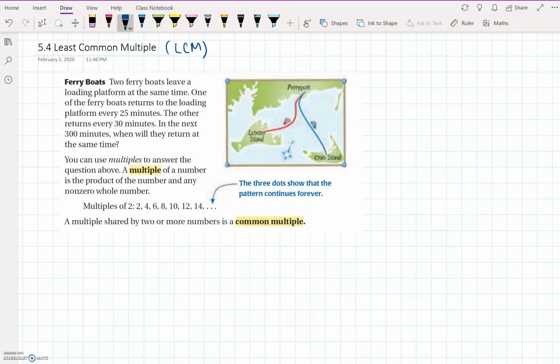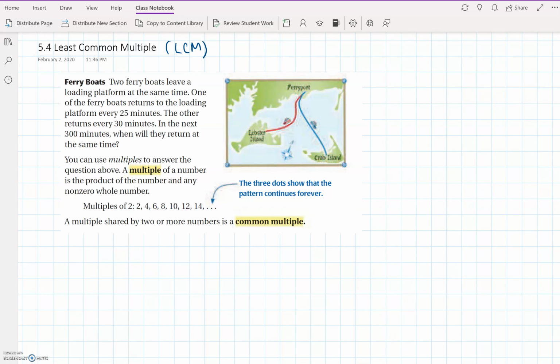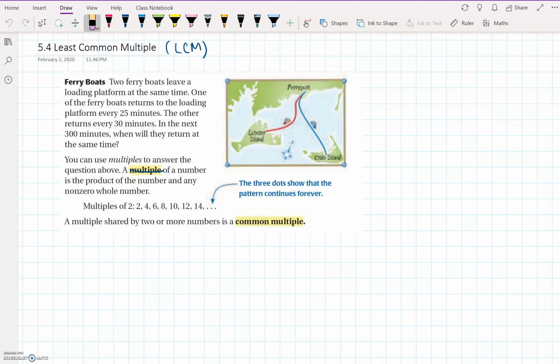So to start with, what exactly is a multiple? Well, a multiple of any number just means that it's the product of the number and another non-zero number. Okay, so that sounds like a mouthful. What does that actually mean?